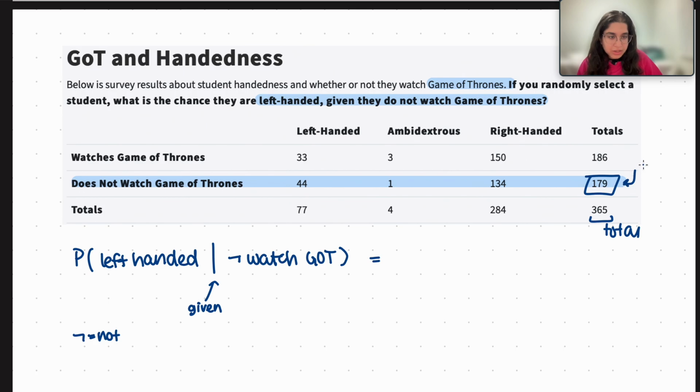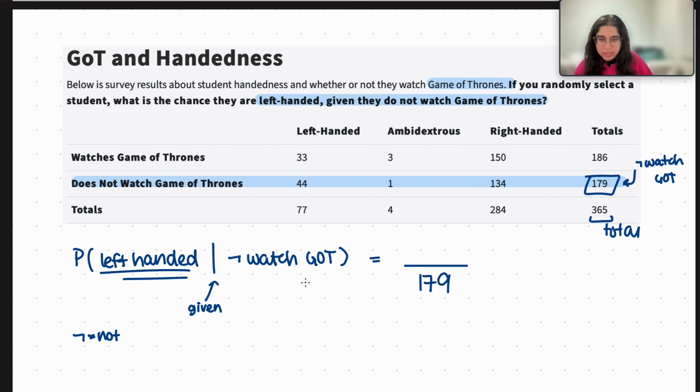So these are the students that do not watch Game of Thrones. So in my denominator here, I know that I will have 179 students that I'll be picking from, and I want to find the probability that they are left-handed, that out of these students who do not watch Game of Thrones, what is the probability they are left-handed? So my denominator here is 179, and as I can see here, out of these students, what is the probability they are left-handed? Well, that's going to be 44 right here. And then my total answer would just be 44 out of 179.